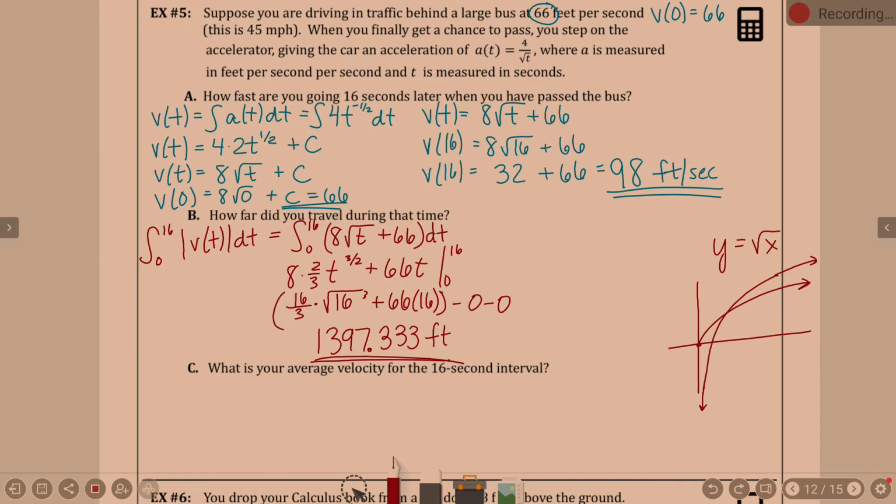Okay. So keep in mind, this right here was total distance. And I'm ready for C when you're ready for C. I feel like we're taking forever on these examples today. I've got a page and a half here. Okay, C. What is your average velocity for the 16-second interval?